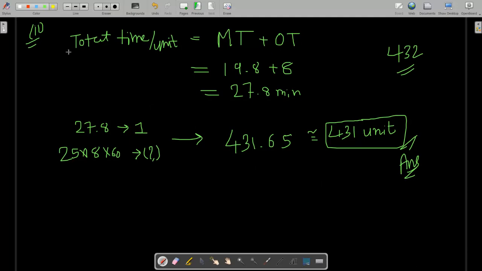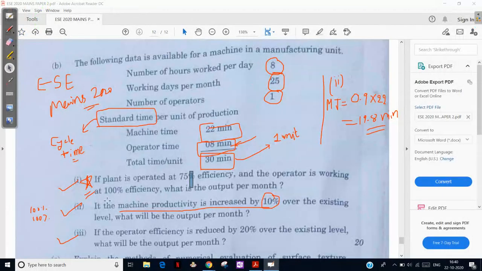Now the third one, I am writing in yellow. So what is the third condition? It is given that the operator efficiency is reduced by 20%, that means now the operator will consume more time. So what happens in this case? We have to increase the operator time of 8 minutes, multiply by 1.2.